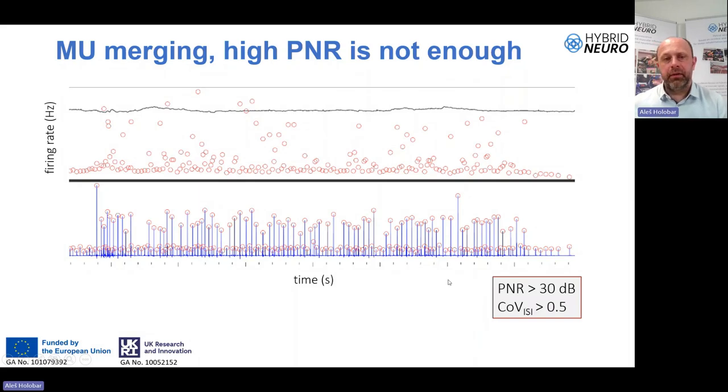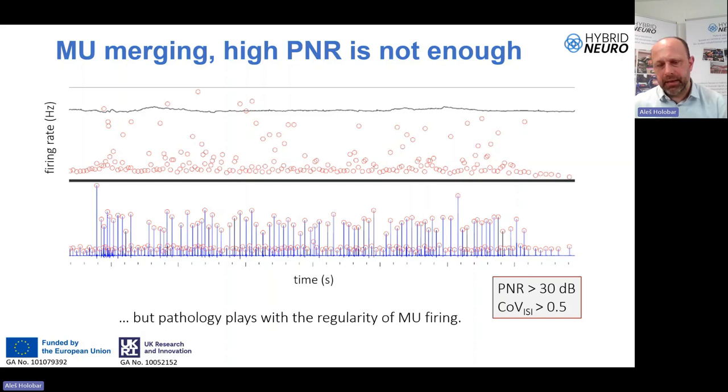The coefficient of variation of the interspike interval is a mess. So basically, observing the pulse-to-noise ratio is not enough. What you need to do is sit down, manually inspect all these spike trains, and then decide what is of good enough quality to be accepted and what is not. And this has been done.